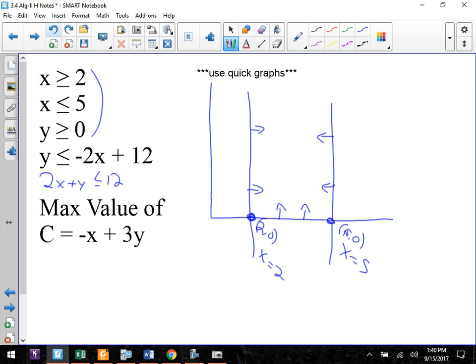Well, my x-intercept is where? 6. Very good. Where's my y? 12. So 6 is here, and 12 is here. Connect them. And what direction does it have to be shaded then? You're right. You're like, yes, inward. Yes, very good. All right. So you're shaded inward, which means you have 2 more points to figure out.